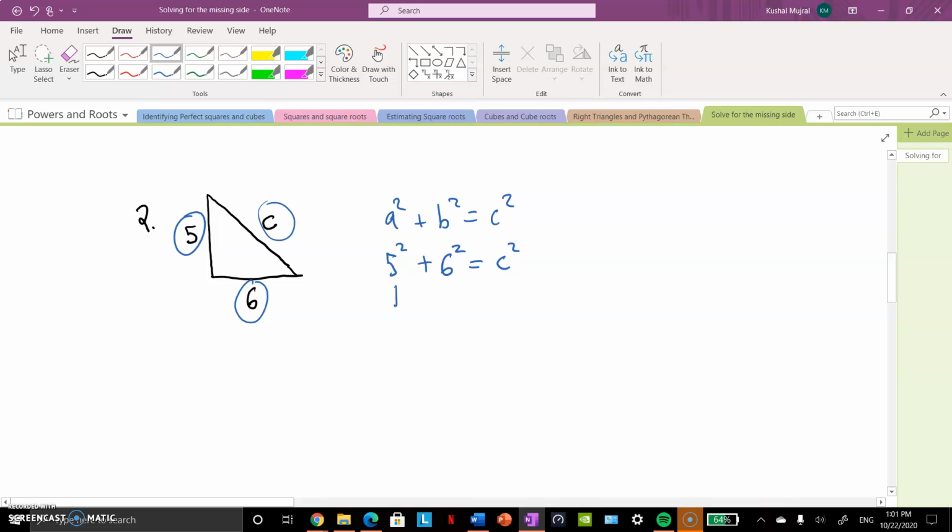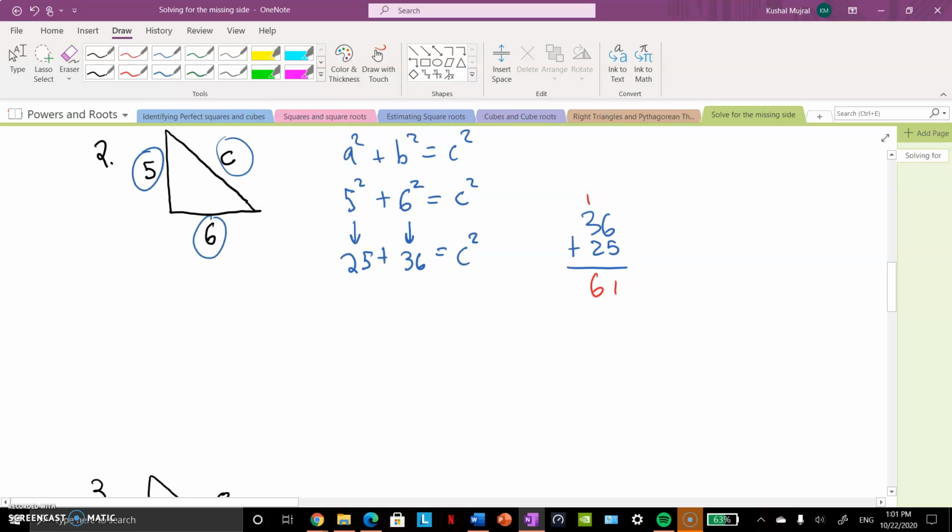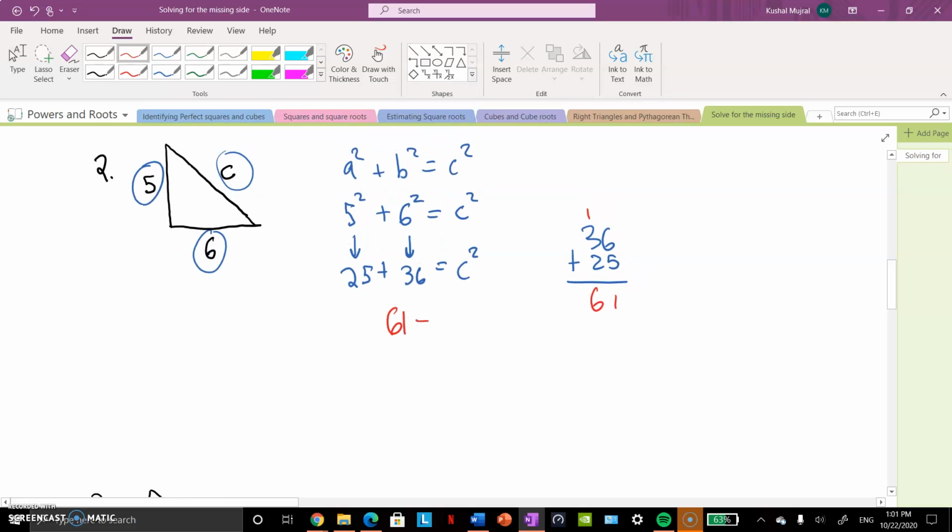So 5 squared is 25 plus 6 squared is 36 is c squared. So 25 plus 36. Oops, I'm multiplying. 6 plus 5 is 11, and then this becomes 6, so that's 61. 61 equals c squared.